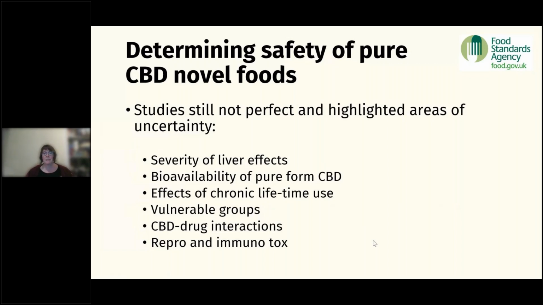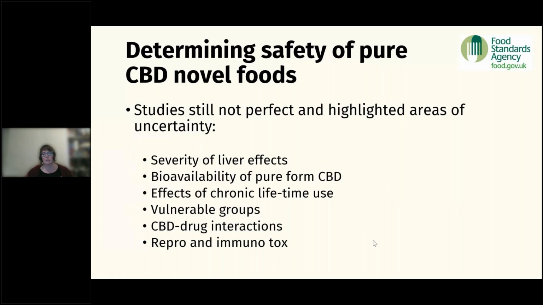The bioavailability of CBD, the pure form of the CBD, is recognised that most of the data we had was around CBD being used in oils, and so therefore there was a question about what that means when you put them in other food matrices, and that's kind of at the heart of some of the things we would think about as part of the novel food authorisation process.